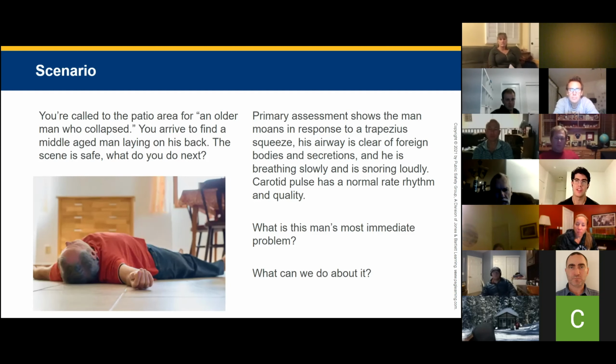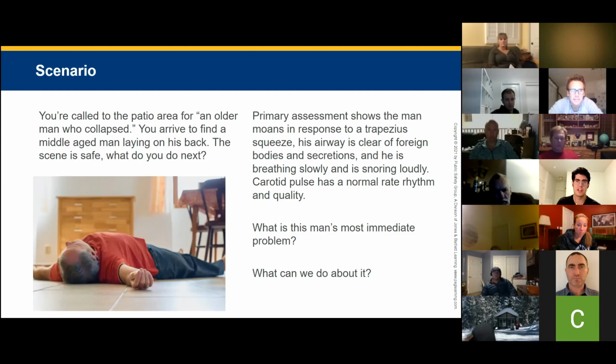So we'll say that his airway is clear of foreign bodies and secretions from looking at it. You always want to inspect an airway. That's part of this. He's breathing slowly. And we'll say that he's snoring loudly. So y'all know what it sounds like to snore. That is an issue you see a good deal in EMS. It means they're not getting quite enough air. And we'll say that you take a carotid pulse. He has a normal rate, rhythm, and quality. So his pulse is okay.